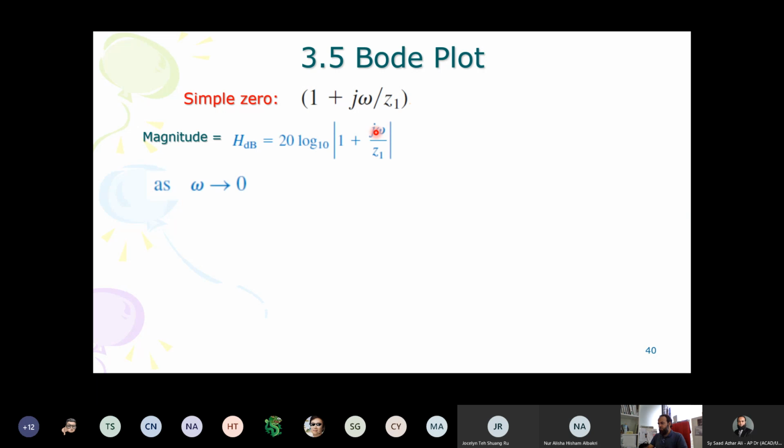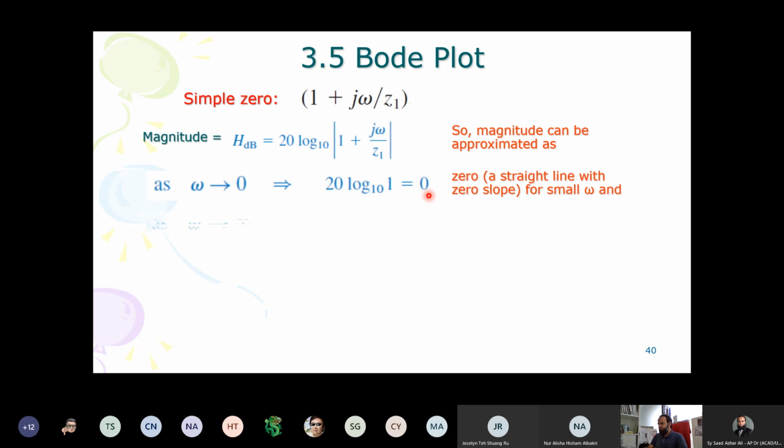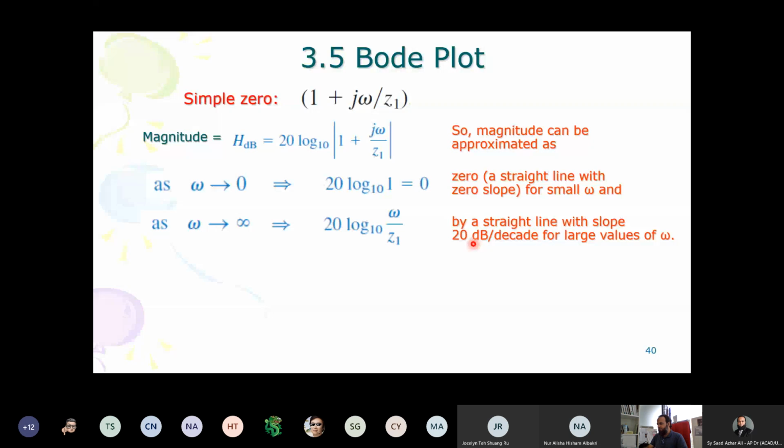For omega 0, since log 1 is 0, we'll see that h will be 0 because 20 log of 1 is 0. And for other frequencies, for higher frequencies, it will be the actual value, because omega over Z1 is very big compared to 1, so we just get the actual one. So if we want to plot it, we can do 20 dB per decade for large values of omega.